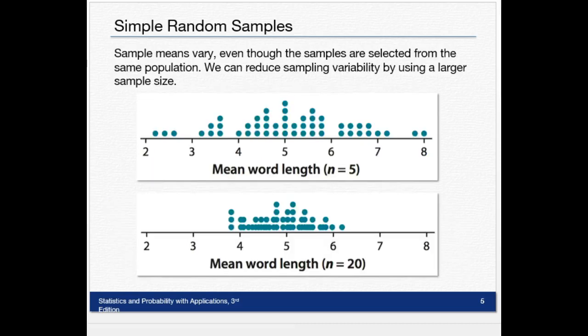Sample means vary. Even though the samples are selected from the same population, we can reduce the sampling variability by using a larger sample size. So here's the Federalist Papers. Let's say we chose only 5 words. We did a random sample, but we only chose 5 words in our sample and found the mean of them. This is what the distribution might look like. But notice what happens to the distribution if we chose 20 words and averaged those word lengths. Notice that the variability got much smaller. This distance, the range of the data if you will, is much smaller. But that's because the sample size got much bigger. And that's a really big concept for us. We're going to use it a lot this year, so make sure you see that.